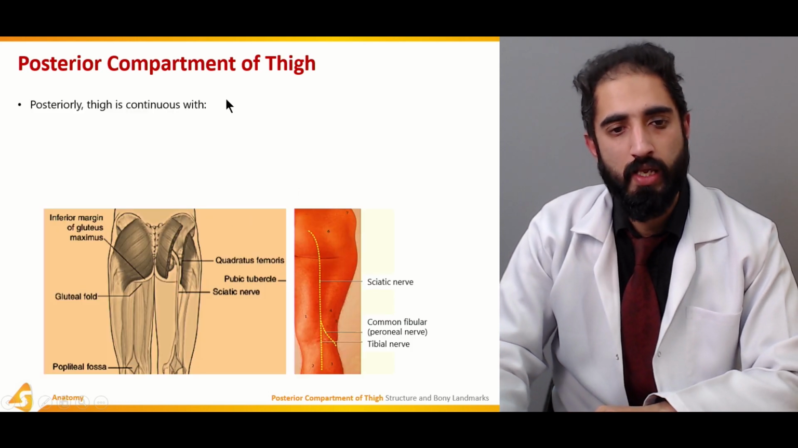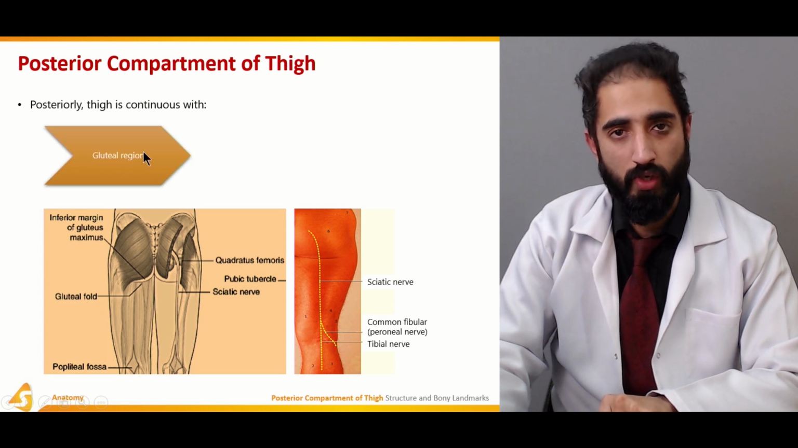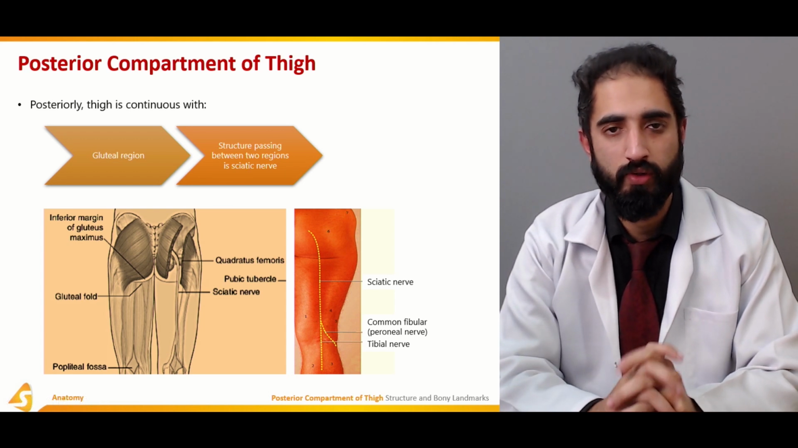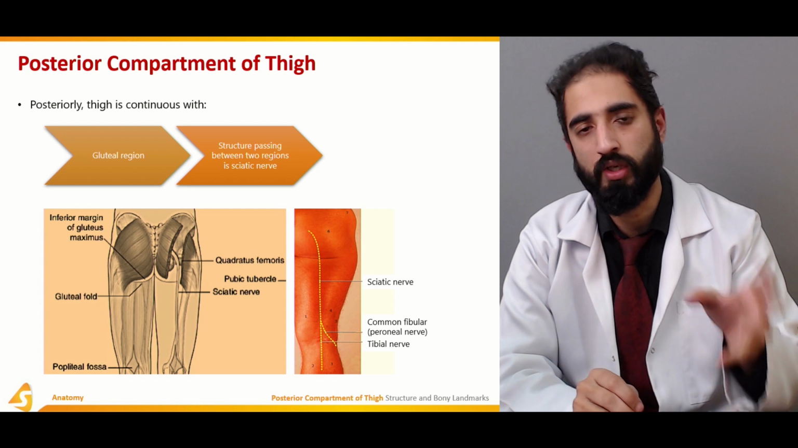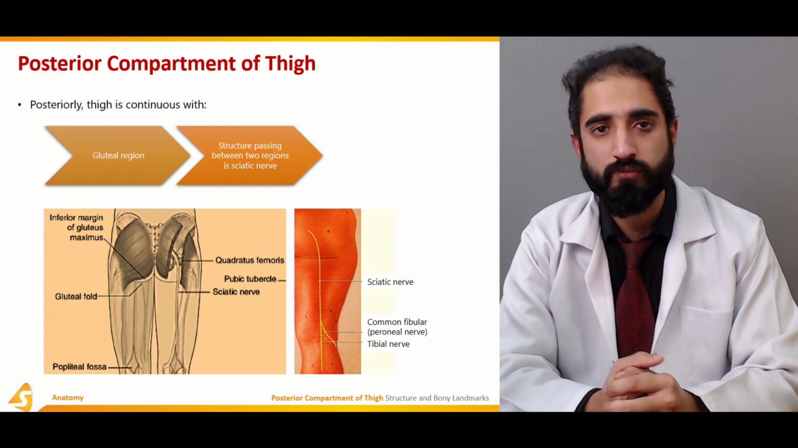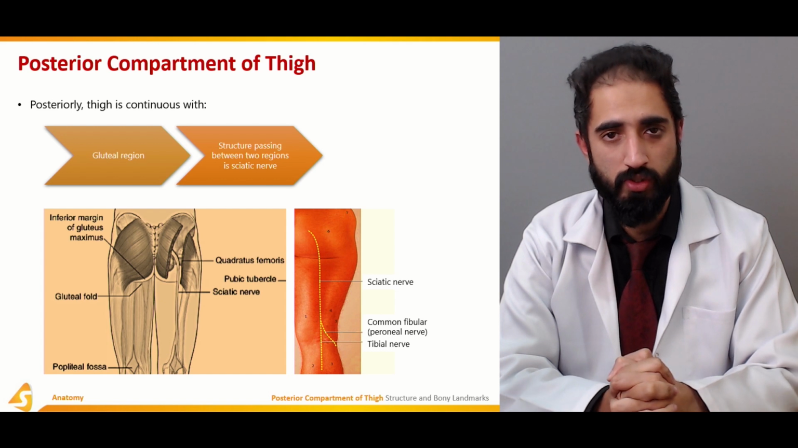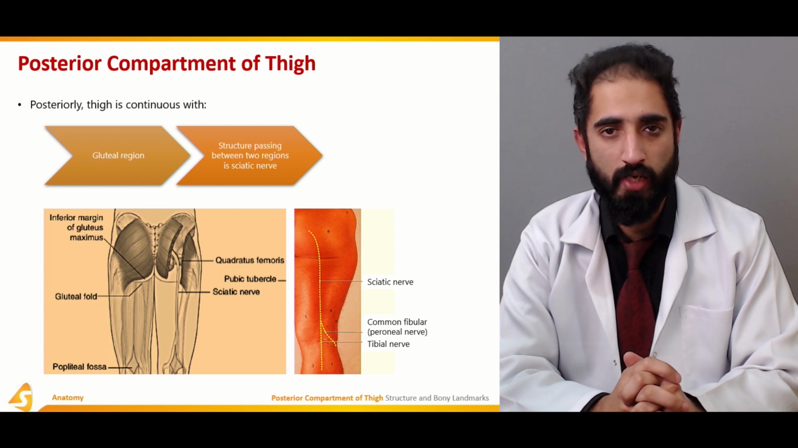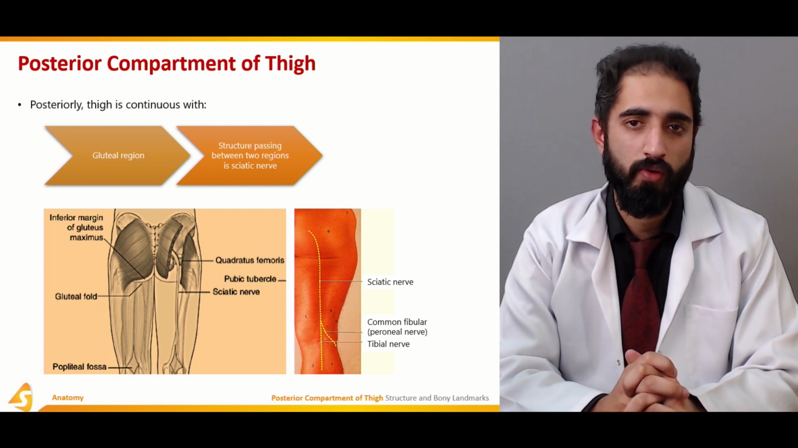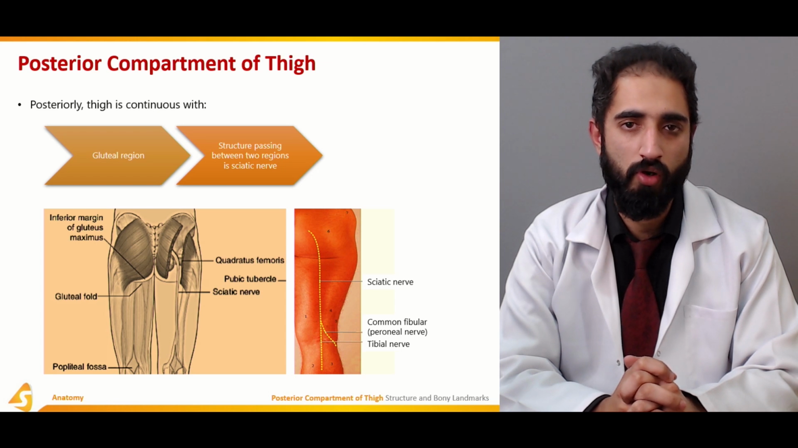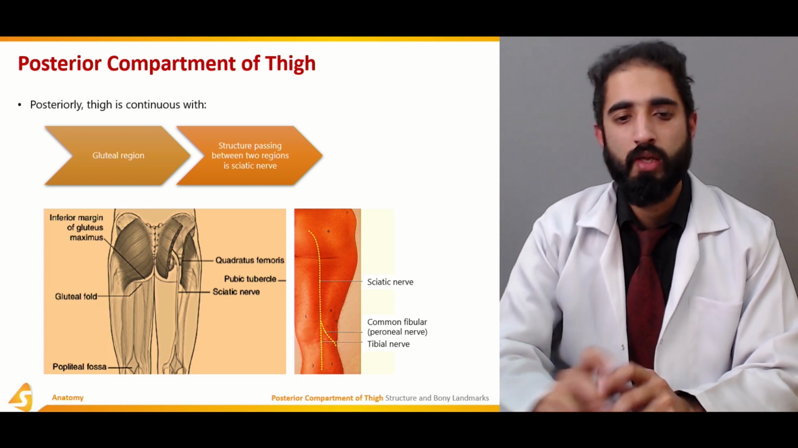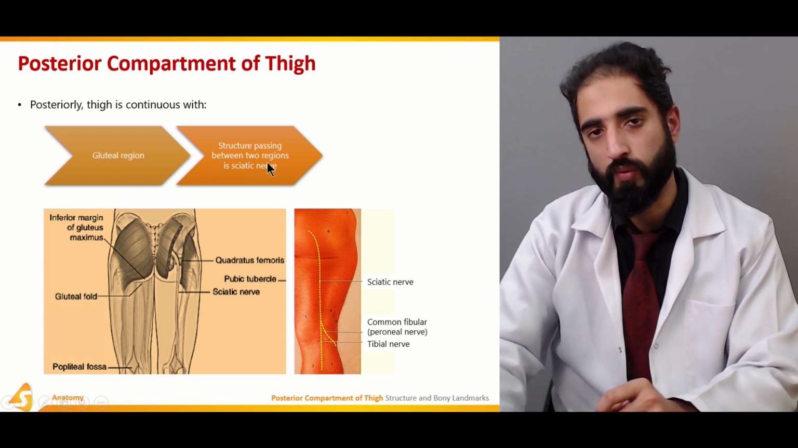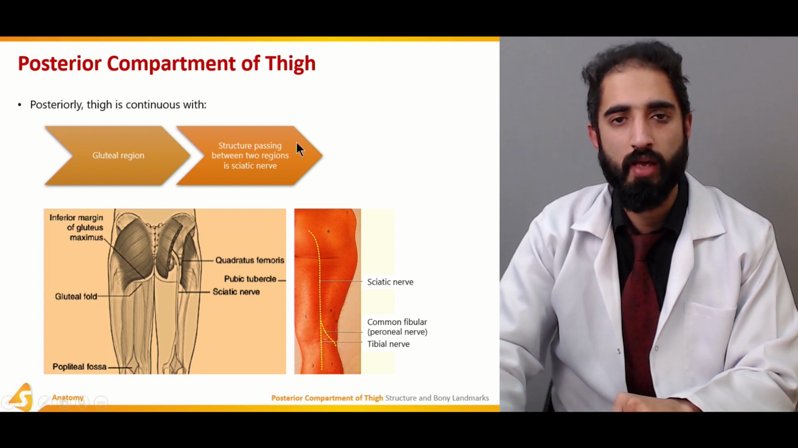So posteriorly, the thigh is continuous with the gluteal region superiorly. And in the gluteal region, there is a very important nervous structure which originates from the lower lumbar and the sacral segments, which is the sciatic nerve, and it is clinically very important as well, because its involvement results in radiculopathy and radiating signs and symptoms, which are commonly known as sciatica. So that is the structure that passes between the gluteal region and the posterior thigh, and that is the sciatic nerve.